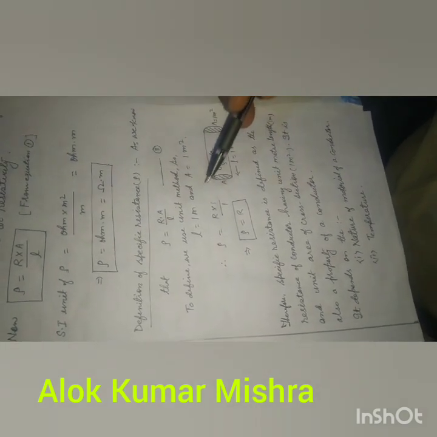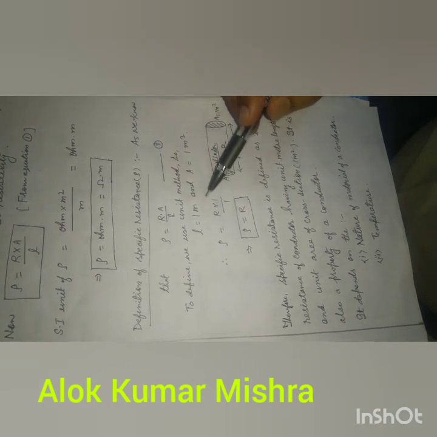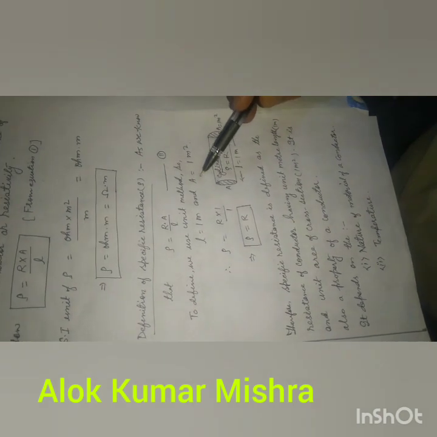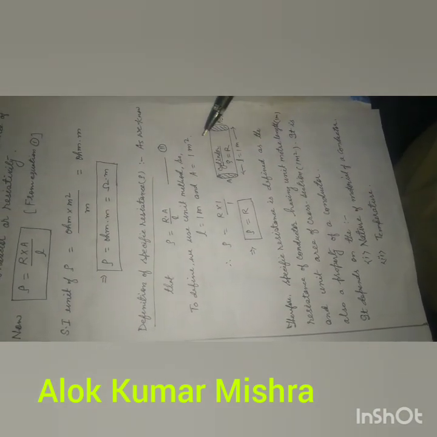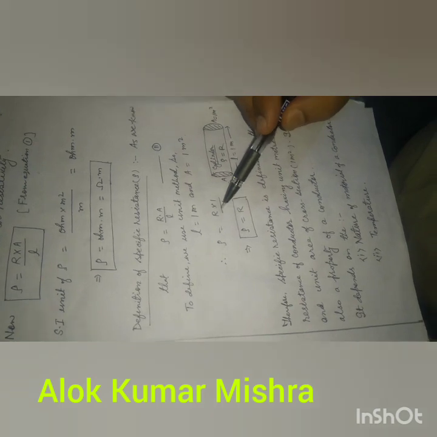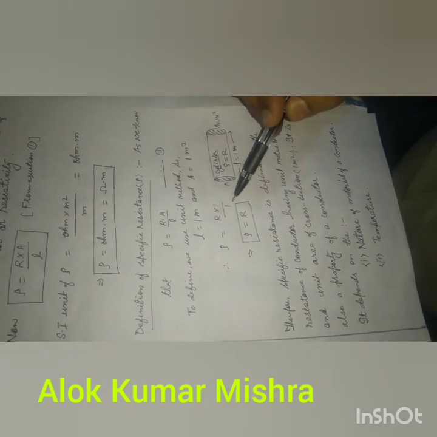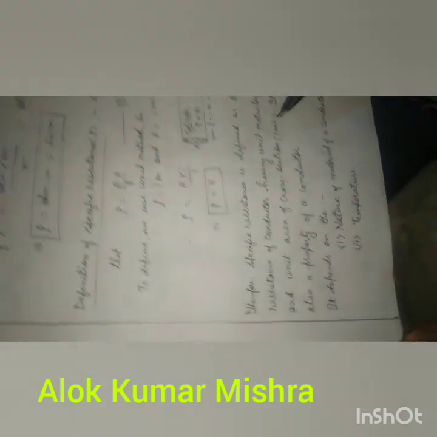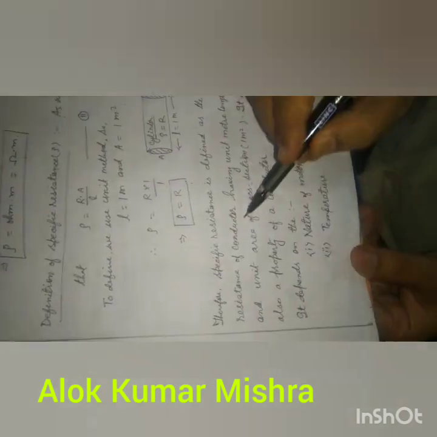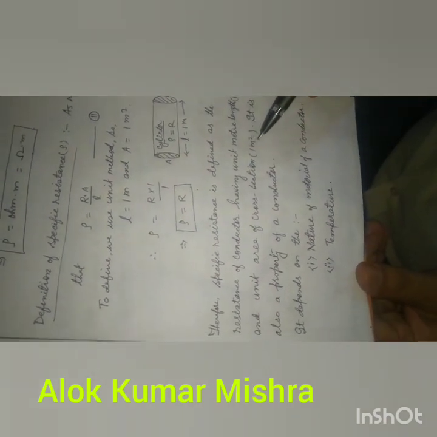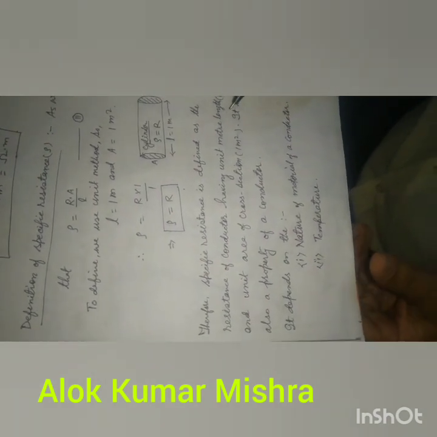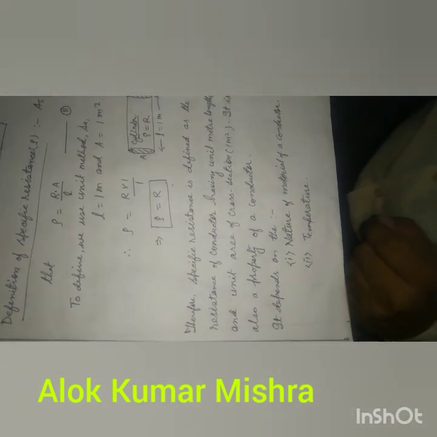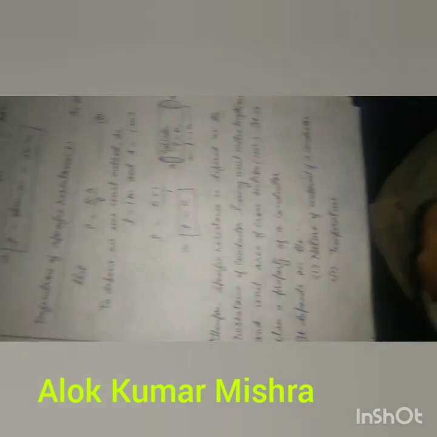To define rho, we take by the unitary method length L equal to 1 meter and area of cross section A equal to 1 meter square. Then rho is equal to R into 1 divided by 1. So rho is equal to R. Hence we can define the specific resistance of a conductor having length 1 meter and area of cross section 1 meter square. It is also a fundamental property of a conductor.